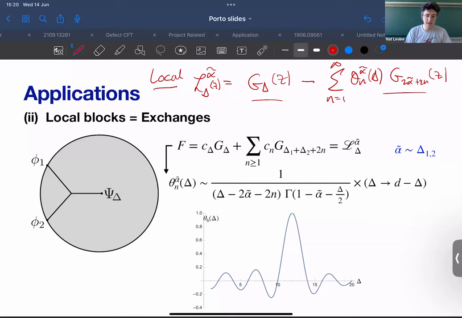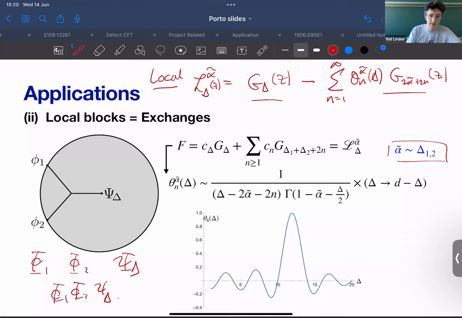So basically, these local blocks just equal exchange diagrams. So if I put some theory of free fields phi one, phi two, and phi delta in AdS, where delta is related to the dimension of psi, and I put a vertex where these three all meet, then this exchange diagram just builds the local block for you, where this alpha tilde is related to these external dimensions.